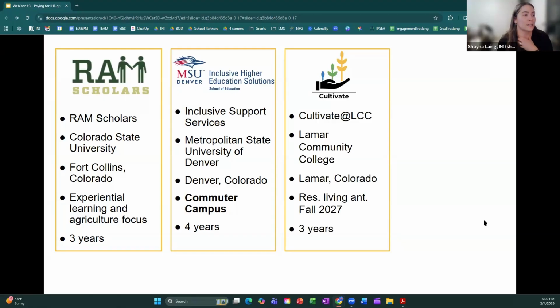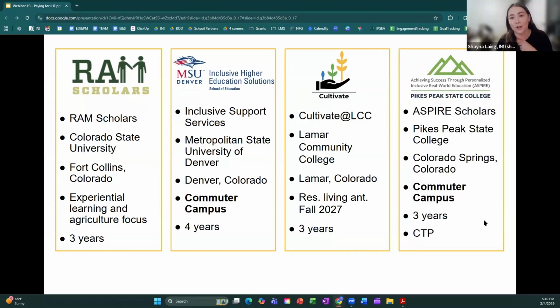MSU Denver in Denver, Colorado. They're another commuter campus with a traditional 4-year program. They're also waiting on their CTP, so that has not come through yet. And Cultivate at Lamar Community College for our Southern Colorado friends. They plan to have residential living, but not quite yet. And they are also waiting on their CTP. And then the Aspire Scholars Program is at Pikes Peak State College, a 3-year program, commuter campus, and they do have their CTP. So as I mentioned, that designation, CTP, is going to be important as we talk about financial aid in just a minute.